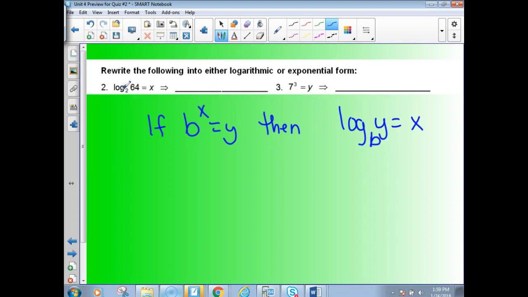So this would be a base of 2. 2 to what? To rewrite this, it'd be 2 to the x equals 64. That's the exponential equivalent. This would be the log in base 7 of y equals 3. Any questions up through number 3? All right.